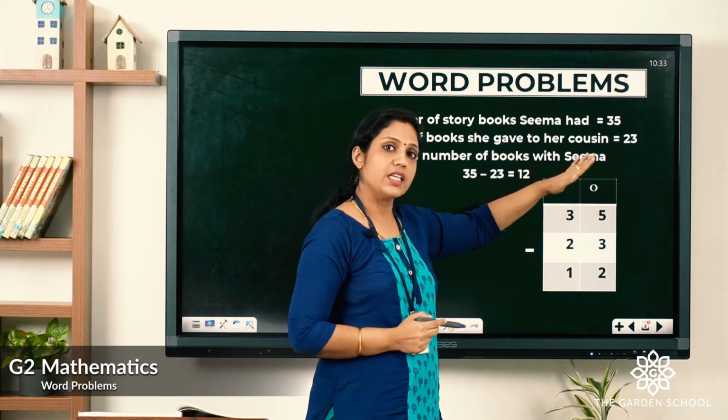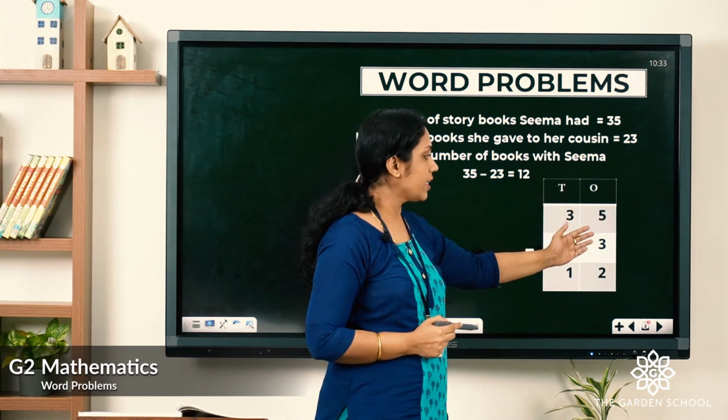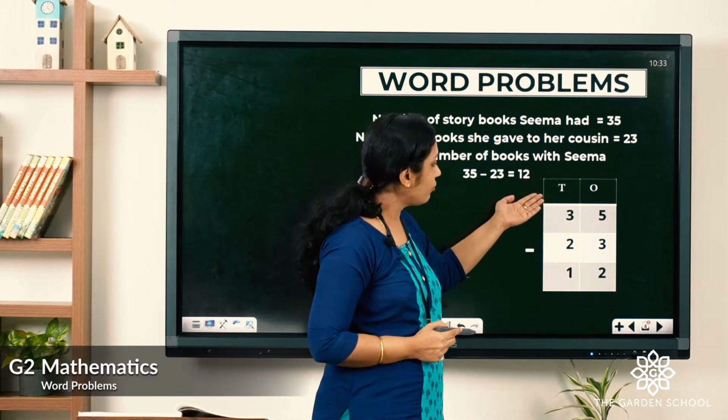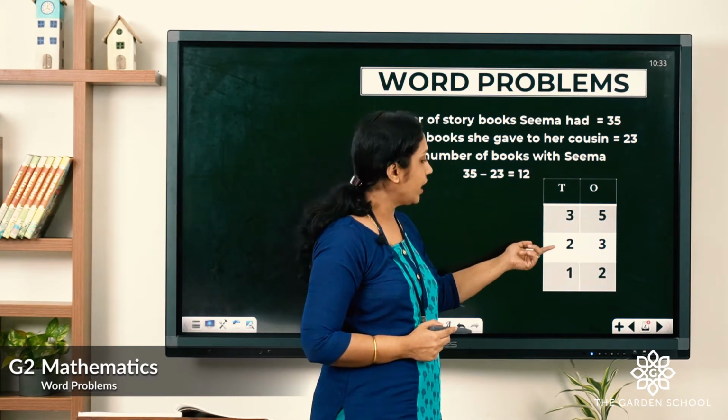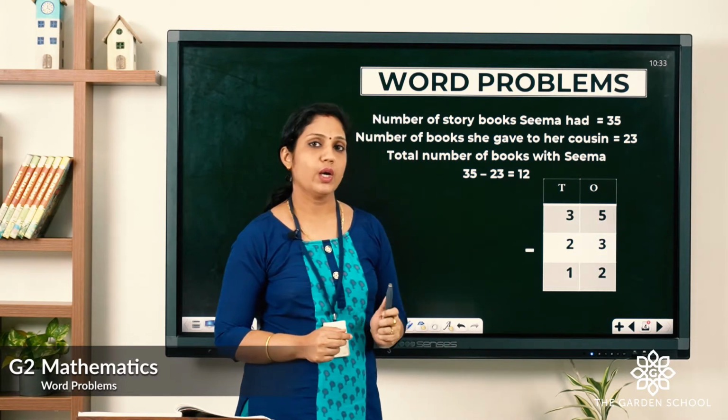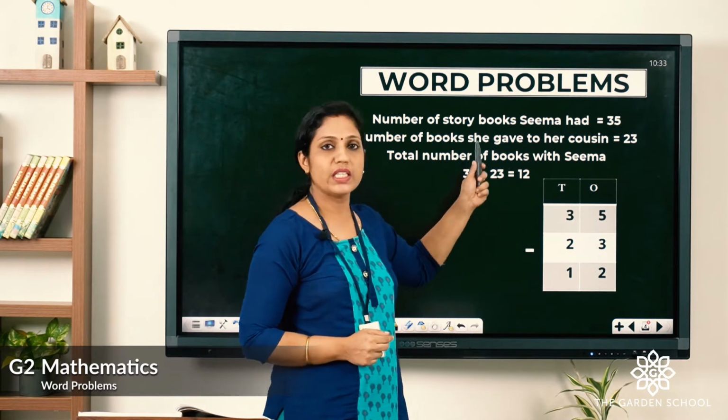The subtraction is the same process. 5 minus 3 is 2. And moving on to the tens position, we have 3 minus 2 is 1. So what is the answer? 12 books. So how many books are there with Seema? There are 12 books with Seema.